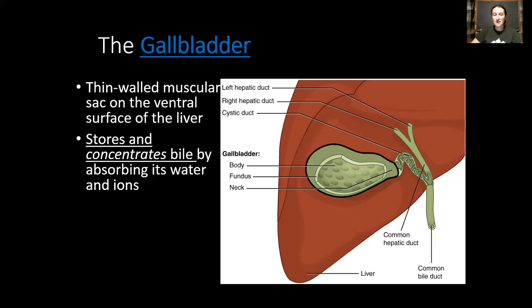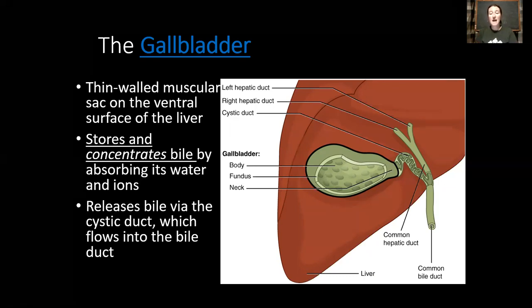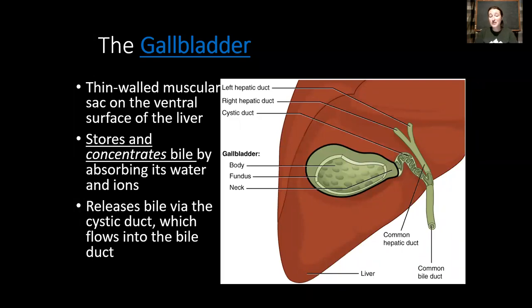muscular lined sac. The gallbladder's job, of course, is to store the bile. If we're not eating lipid-rich food right now, it stores the bile, and also it concentrates the bile. So the longer that the bile is sitting in the gallbladder, the more water is going to be reabsorbed from it, and therefore it gets more and more concentrated. The gallbladder also has a role in lipid digestion in that it is responsive to hormones released by the duodenum that control when and how much bile is released into the duodenum.